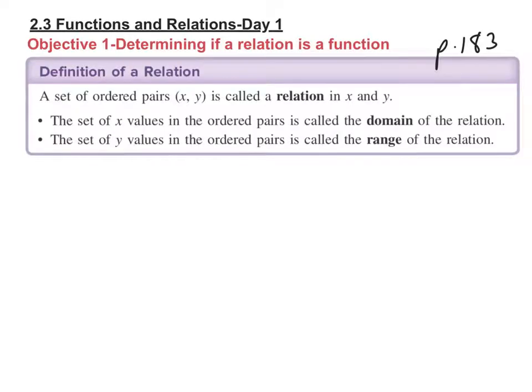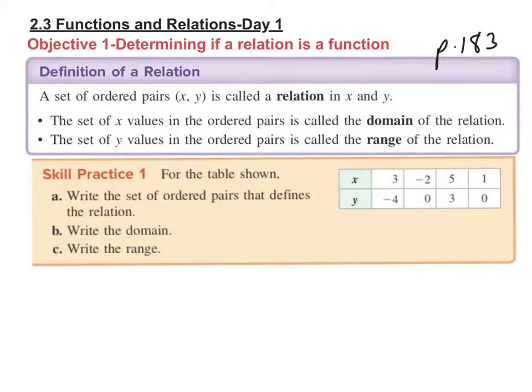So here is the official definition. It's on page 183 in your book, or you may take a picture of the screen. It's up to you. Any set of ordered pairs is a relation. The set of x values is known as the domain. The set of y values is known as the range. And we are going to find domain and range for all of these relations and functions today. And we'll do some more of that tomorrow as well.